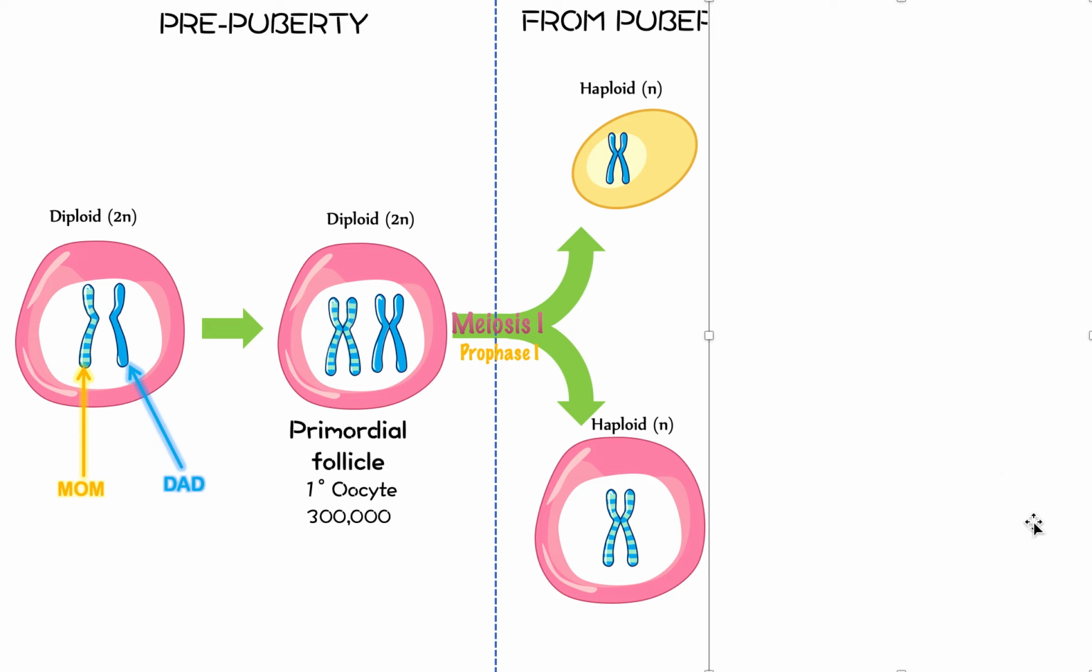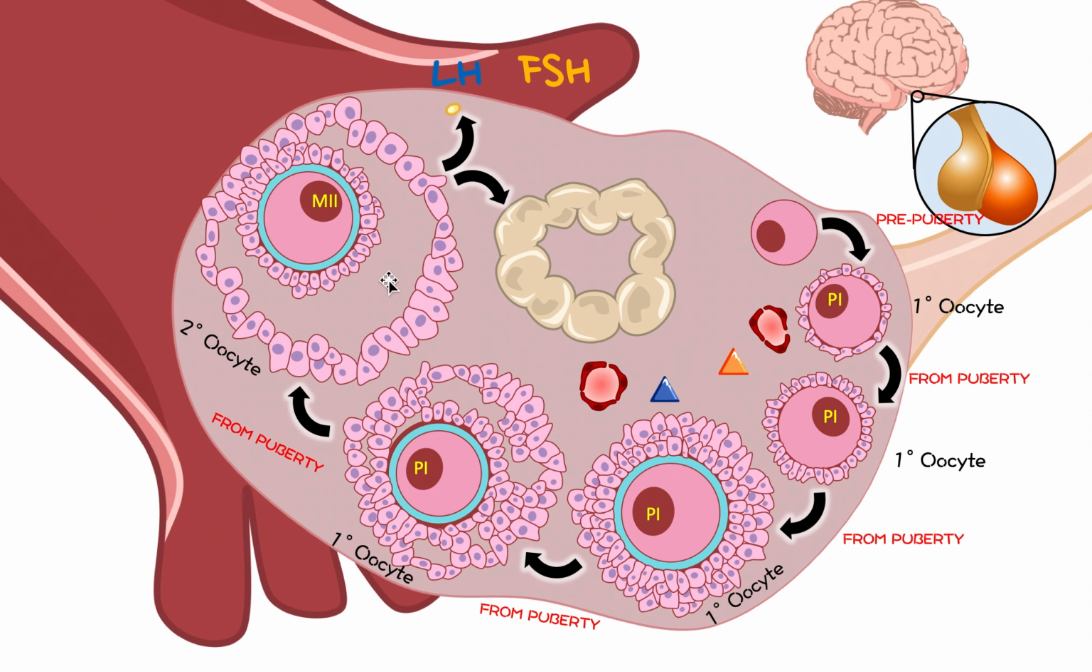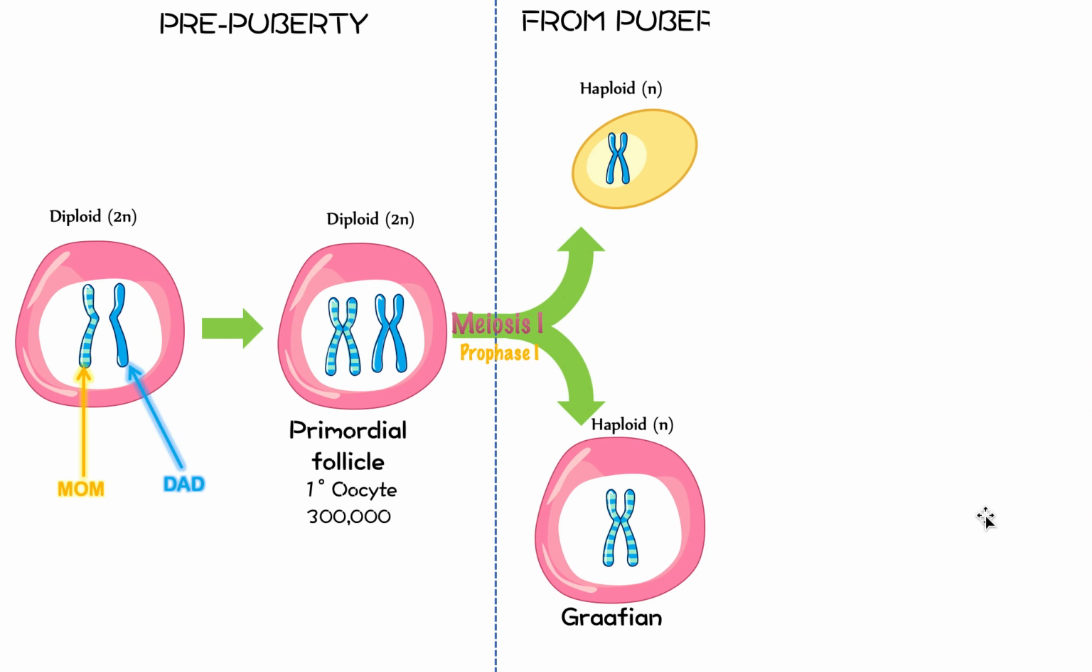So when it divides, it forms this what? You know the name, the Graafian one. I can go back here to show you. This one, the Graafian one. And this one we call a secondary oocyte because it's going to go into meiosis 2. Now the other one, what do we call this one? Because it divided into two, they formed the Graafian one and this other one. We call this the polar body.